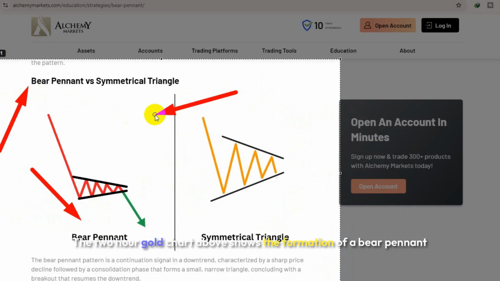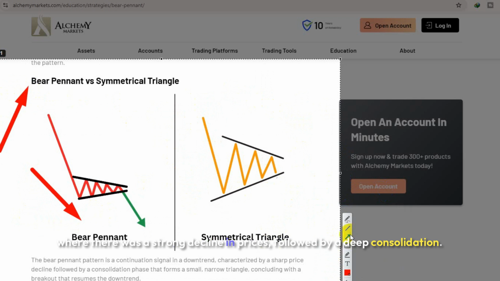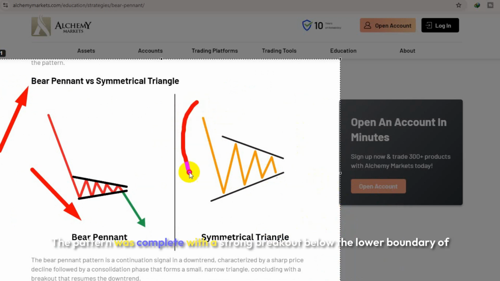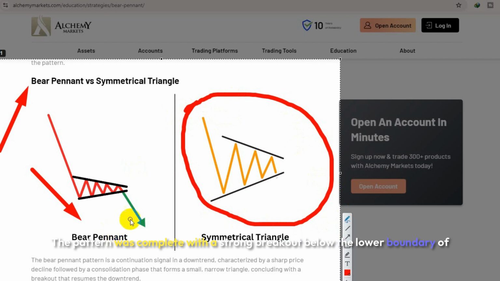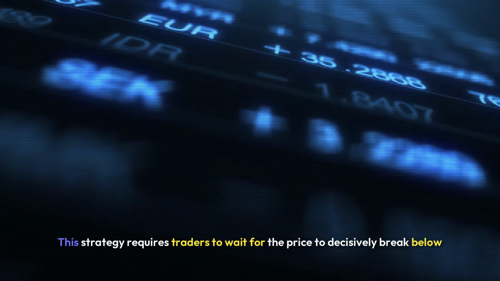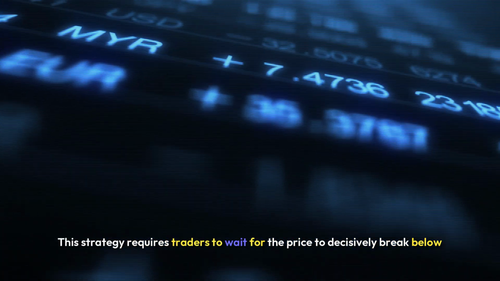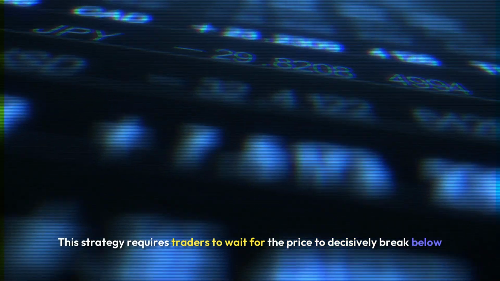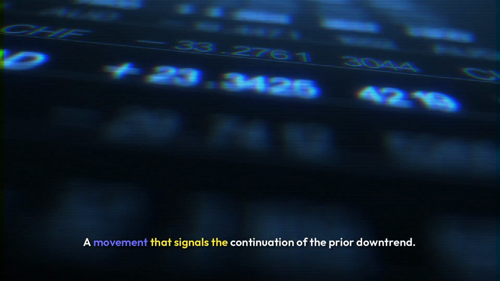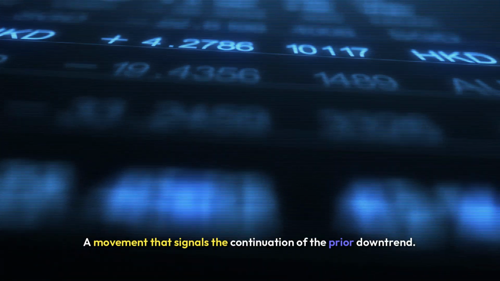The 2-hour gold chart above shows the formation of a bear pennant where there was a strong decline in prices followed by a deep consolidation. The pattern was complete with a strong breakout below the lower boundary of the pennant. This strategy requires traders to wait for the price to decisively break below the pennant's lower boundary, a movement that signals the continuation of the prior downtrend.